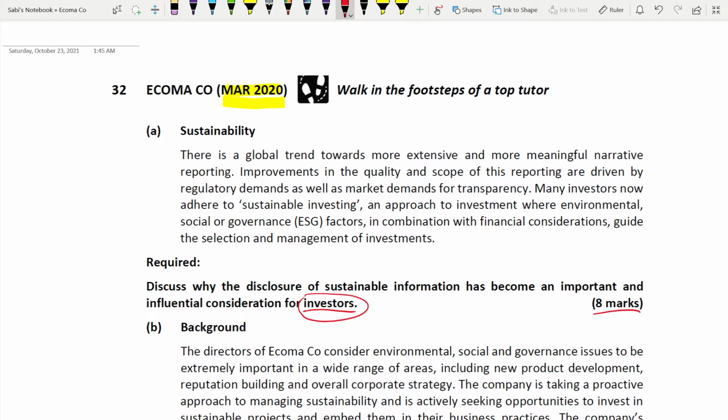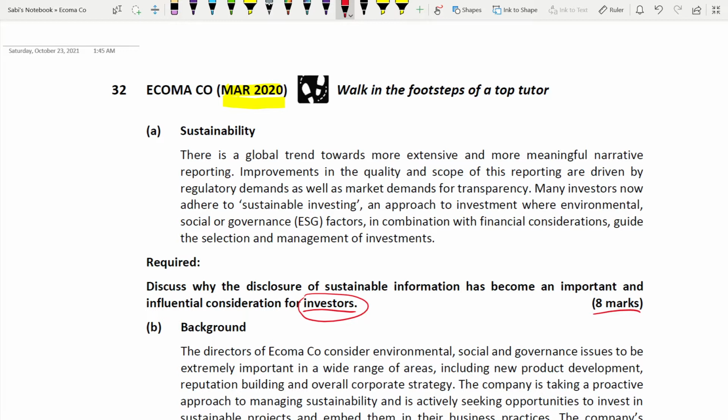Earlier, back in maybe the 90s and 2000, it was not so important. It was very big companies that used to do this voluntarily. If they want, they do. If they don't want, they don't do. But now there is so much issue if you don't do that. Why? That's what you are supposed to write in your answer, and it's for 8 marks.